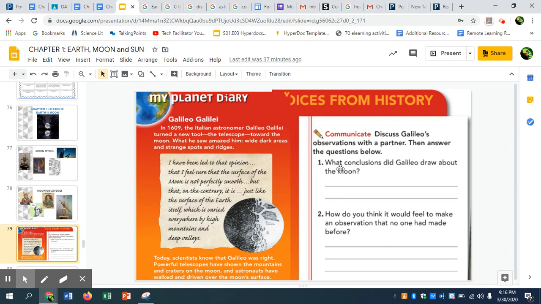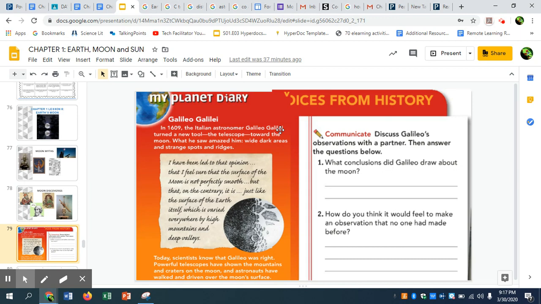The first question says, what conclusions did Galileo draw about the moon? To figure out that answer, we have to go look at the text. So in 1609, the Italian astronomer Galileo Galilei, now we see a lot of different cultures here, the Syrians, the Egyptians, the Greeks, the Vikings, the Italians.